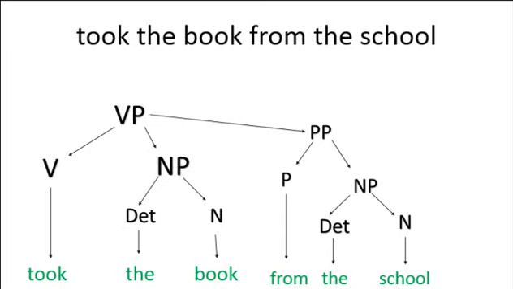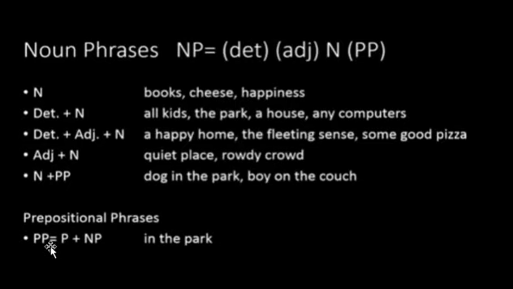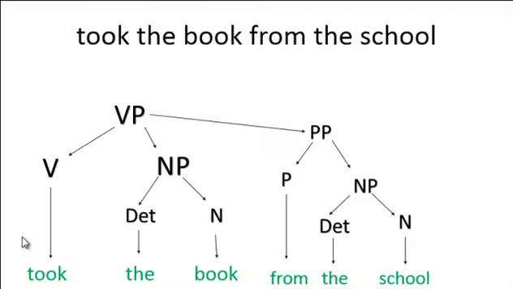As I told you, I'm going to remind you now. Preposition has a preposition and a noun phrase. Here, preposition and noun phrase. From is a preposition. The is a determiner, and the next word is a noun. School is a noun. Took the book from the school.